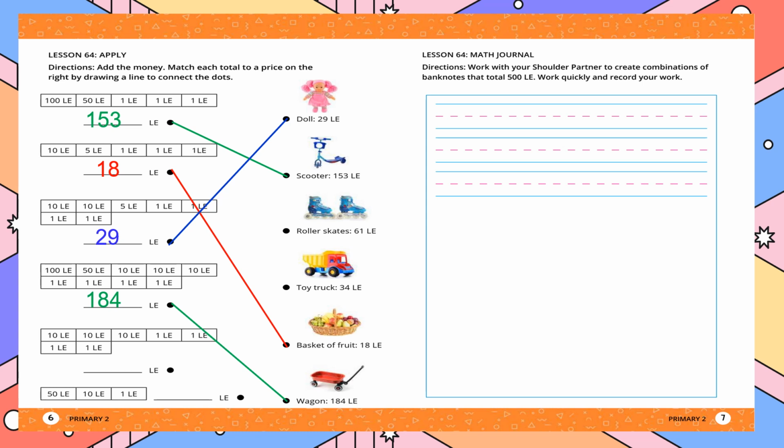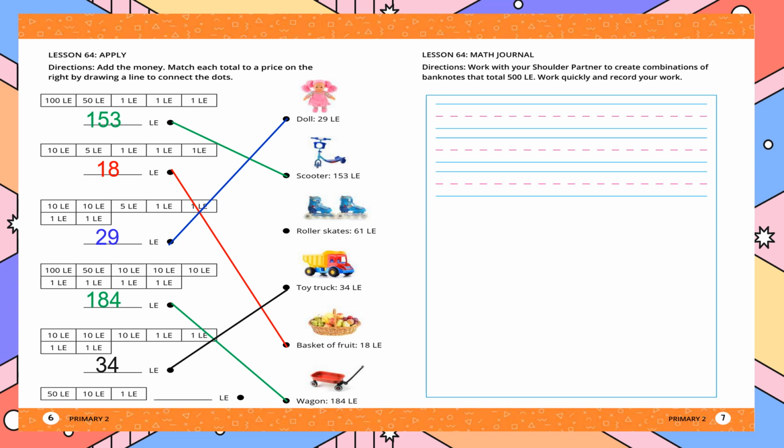Next one, 10 LE plus 10 LE. 10 plus 10 equals 20. 20 plus 10 equals 30. 30 plus 1, 31. 31 plus 1, 32. 32 plus 1, 33. 33 plus 1, 34 LE. So we will match it with toy truck. It's for 34 LE.